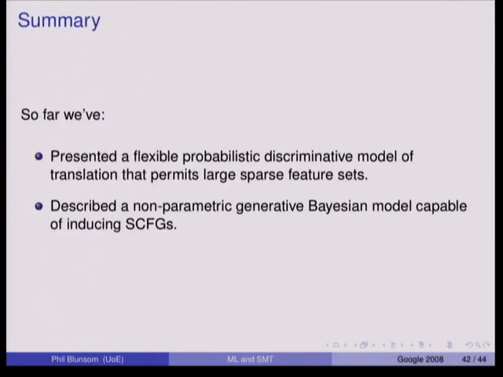I'll just summarise what I've presented today. I've presented the discriminative probabilistic model and argued that we can use it to incorporate sparse features in much the same way that we've done in other fields in NLP, in parsing and sequence modelling, and seen benefits. And I've described a non-parametric Bayesian model and shown some initial experiments with that.